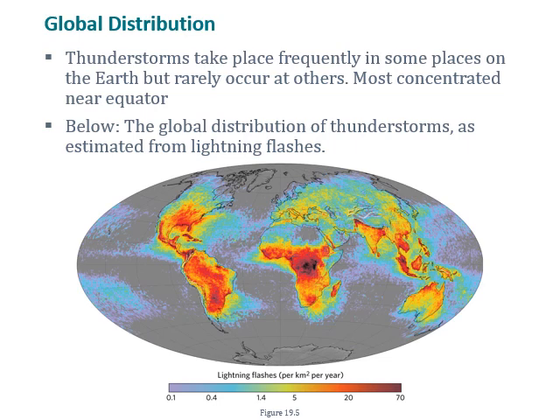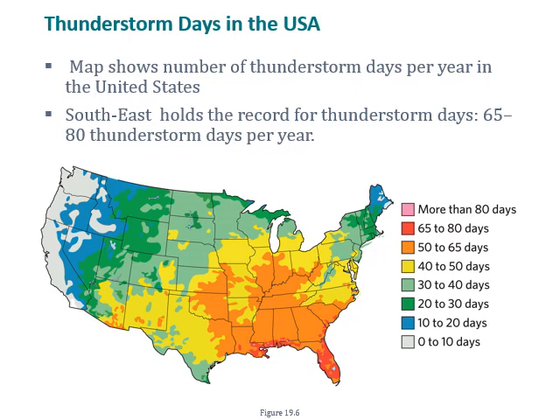This figure estimates the distribution of global thunderstorms from lightning flashes, where you can see they're counted per kilometer squared per year, with the highest regions being equatorial. Notably, Central Africa has the most thunderstorms. This is a map of the United States that shows the number of thunderstorm days per year, at least in the continental United States. The Southeast holds the record for highest number of thunderstorm days, with 65 to 80 days of thunderstorms per year in certain locations.